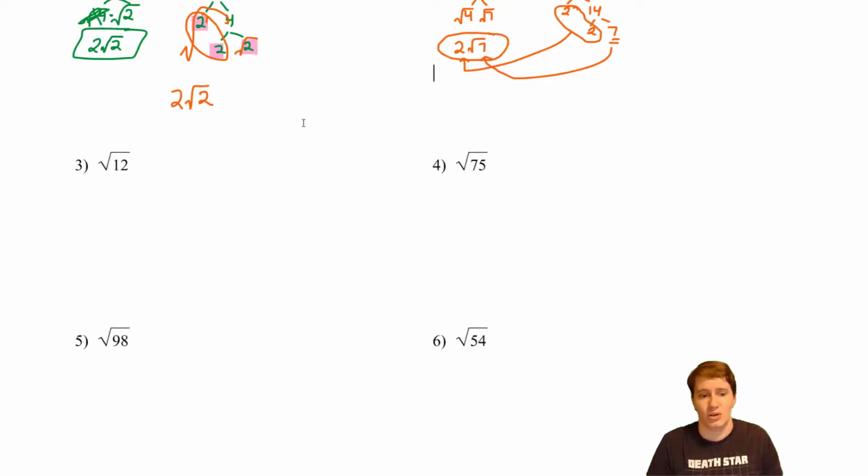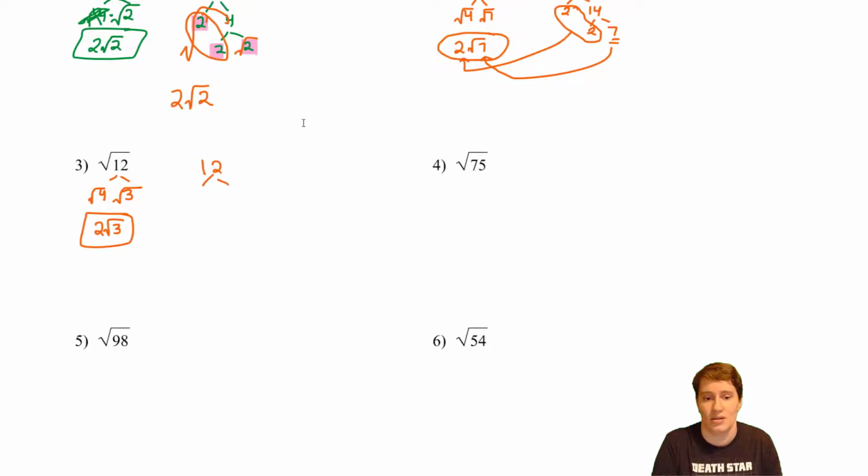Okay, so for square root of 12, I'm going to say, okay, that splits up into 4 and 3. And you know what? I know that the square root of 4 is 2, but the square root of 3, that's not a perfect square. So we're just going to leave it and say, hey, that's 2 square roots of 3. If you use a factor tree, you could start with 4 and 3 and then do the factor tree.